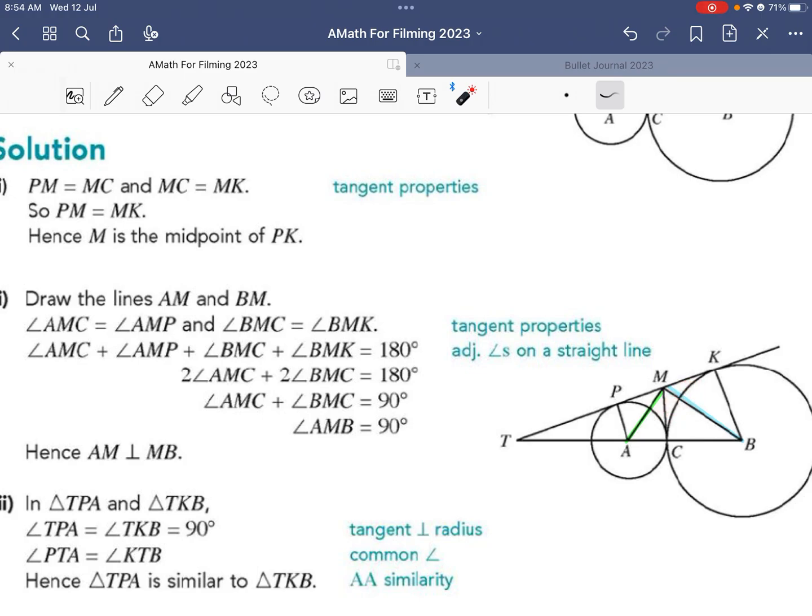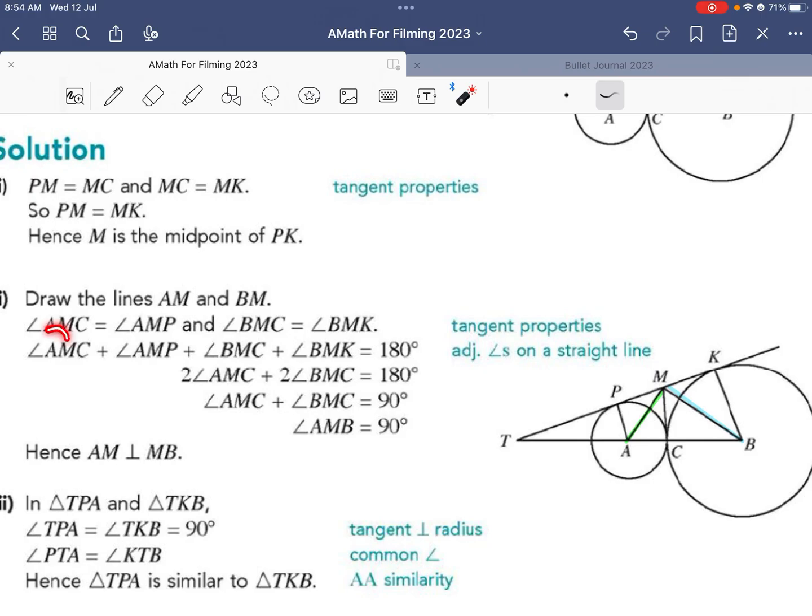Now what I'm going to do is add the four angles: 1, 2, 3, and 4. This is a straight line, so angle 1 plus angle 2 plus angle 3 plus angle 4 should add up to 180 degrees, which I will show here.